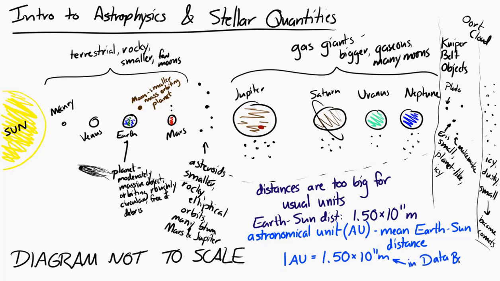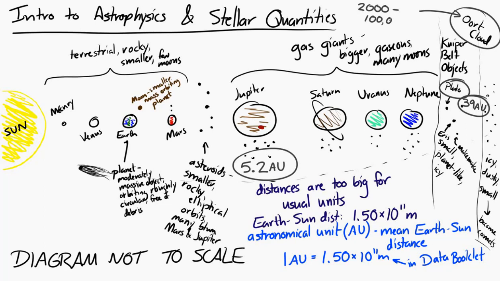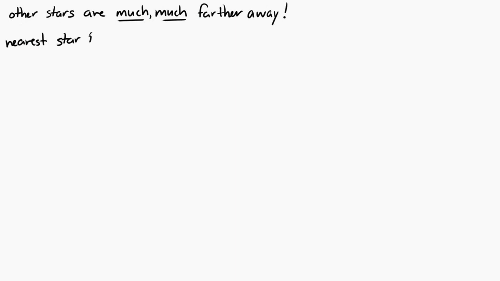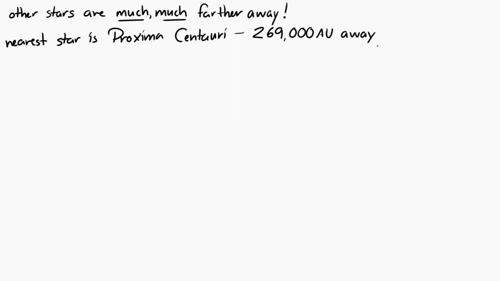If we do that, then Jupiter's orbital radius around the Sun is 5.2 AU. Pluto's orbital radius, on average, is 39 AU. And then the Oort cloud, the outer part of the solar system, is 2,000 to 100,000 AU from the Sun. Now, that might sound pretty far away, but the other stars are much, much farther away. The nearest star is called Proxima Centauri, and it is 269,000 AU away.